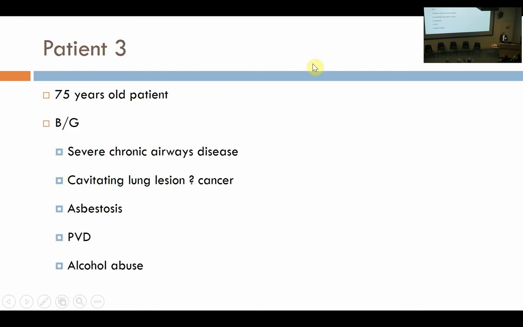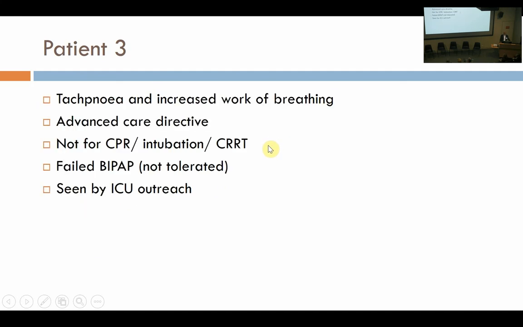So the third patient is somebody that happened recently. A patient with quite severe chronic airways disease, well known to the respiratory team, with some cavitating lung lesions, which was biopsied. They're not sure whether this is cancer, asbestosis, peripheral vascular disease, alcohol abuse. He came in with acute, worsening respiratory status with tachypnea, increased work of breathing.